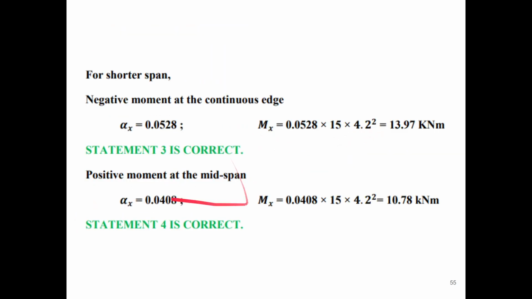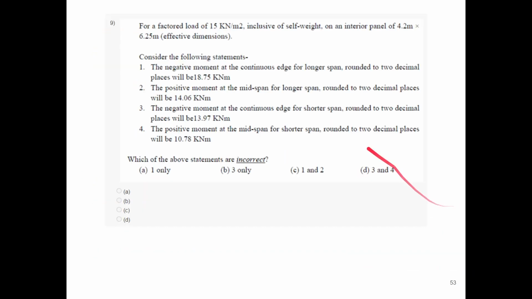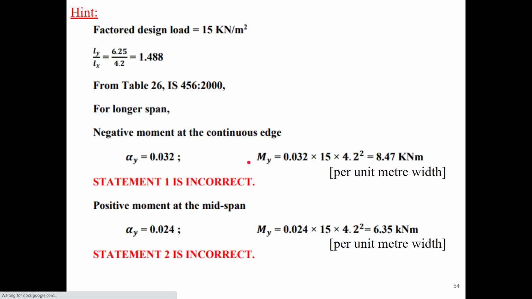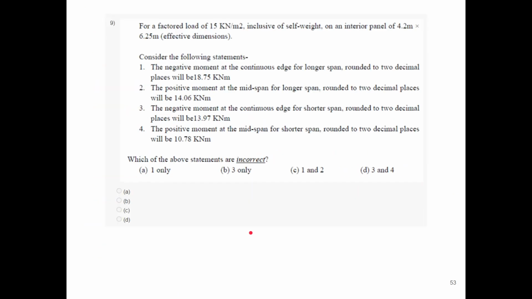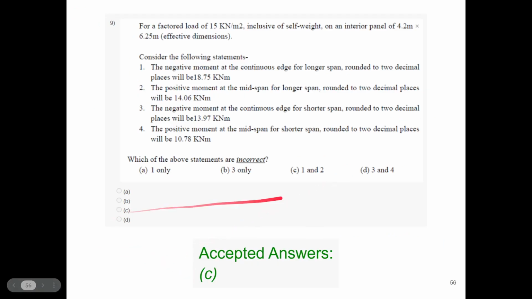So 3 is correct. And positive moment at the midspan, alpha x will be 0.0408. So mx will be 0.0408 into 15 into 4.2 square, which is 10.78 kilonewton meter. So the positive moment at the midspan for shorter span, rounded to two decimal places, is 10.78 kilonewton meter. That is the value they have also found, so 4 is also correct. So 1 and 2 are incorrect, and C is the correct option, as I told you.